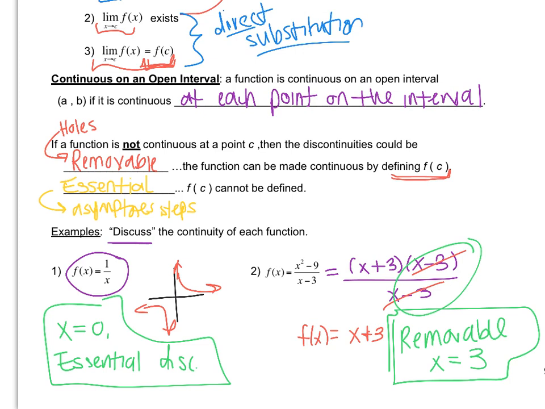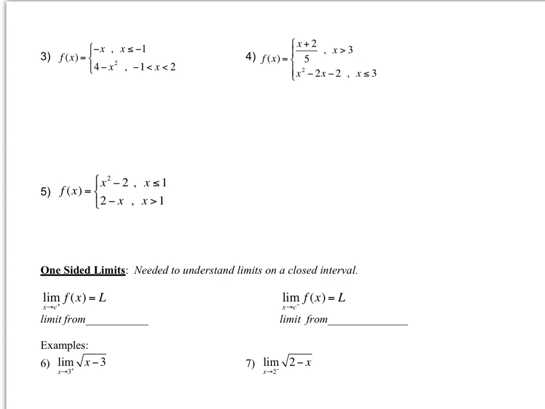All right, let's turn the page and look at some new types of examples on the next page. So in example 3 here, first of all, we are still being asked to discuss the continuity. So we want to determine where is any discontinuity and what kind of discontinuity is it.